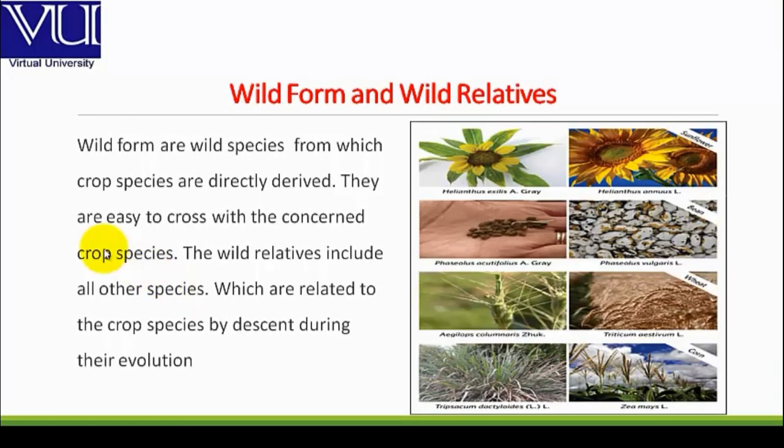Wild forms and wild relatives. Wild forms are wild species from which crop species are directly derived. They are easy to cross with the concerned crop species. The wild relatives include all other species which are related to the crop species by descent during their evolution.